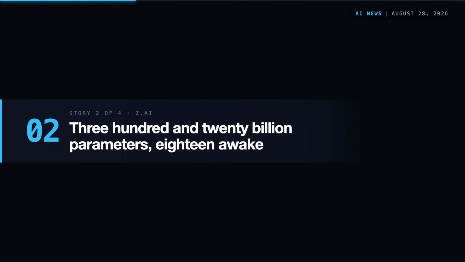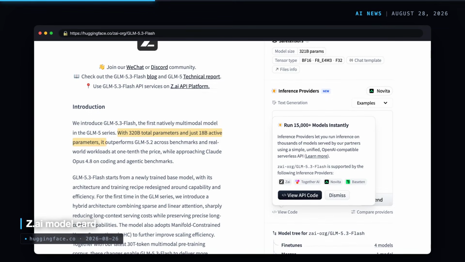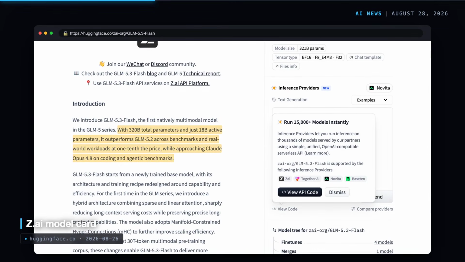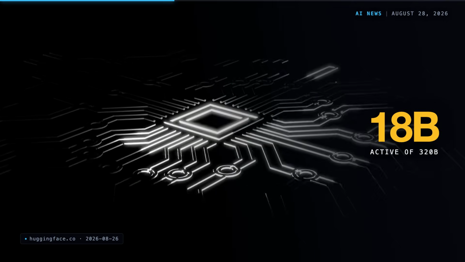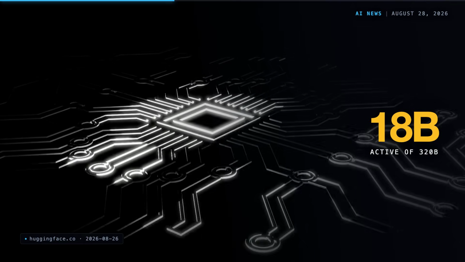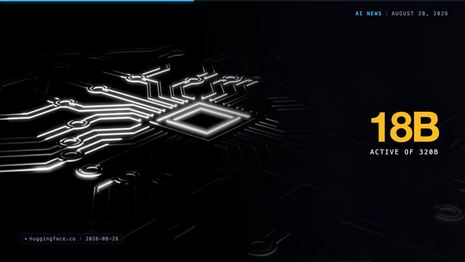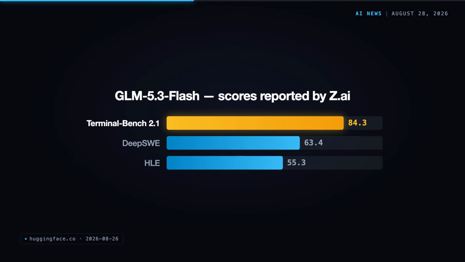Consider the size of the thing. The checkpoint carries 320 billion parameters in total. Just a fraction of them wake up for any given token, around 18 billion. Zhipu says that configuration still beats the previous generation across its own evaluations.